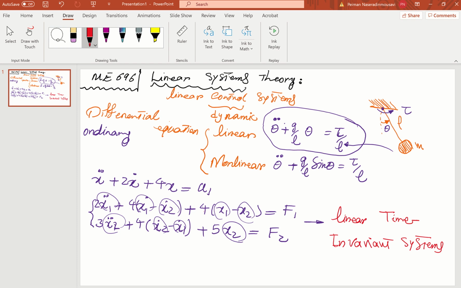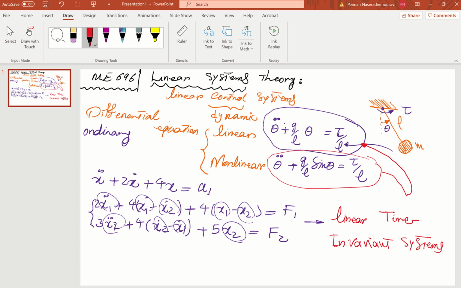So this is also a linear, this is also time invariant systems. That's right, because the coefficients are constant, but this is a non-linear time invariant system. So if you want to fit this equation into this course, you have to linearize it first. Understand?